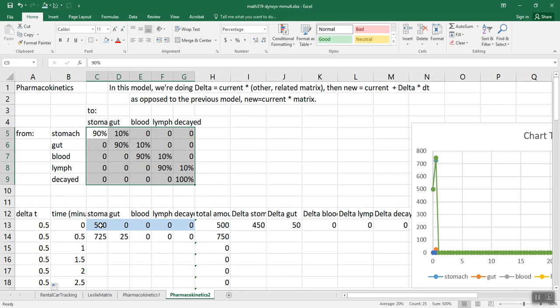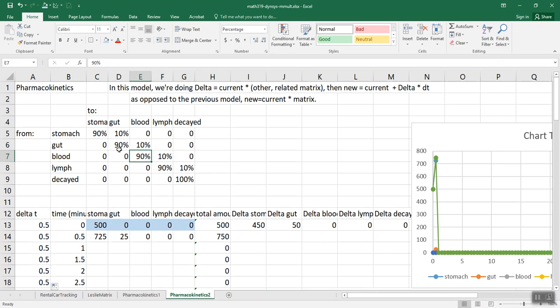If I start with 500 and 10% of it should move on, is my rate of change of the amount in the stomach really 450? That's going to increase at a massive rate. The 50 makes sense, that the amount in the gut should go up, but the amount in the stomach should go down, not increase by 90%. So pause for a second, think about how I need to change my matrix.